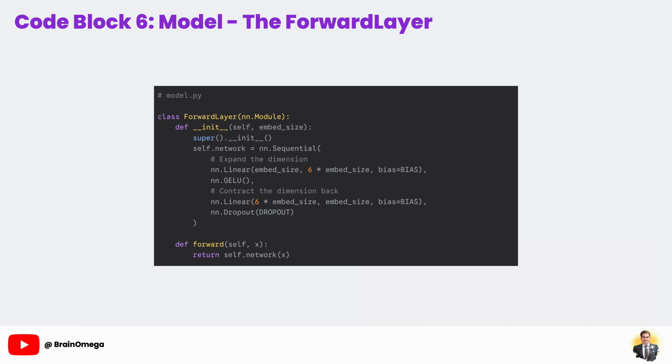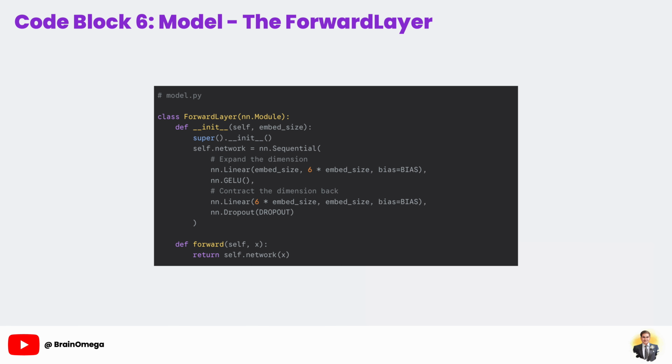If you look at the structure, it's a very standard 2-layer neural network. We take the output from our attention layer, project it to a much larger dimension, in this case 6 times larger, apply a GELU activation, and then project it back down. This expansion and contraction pattern gives the model more capacity to find complex patterns and nonlinear relationships within the features of each token.